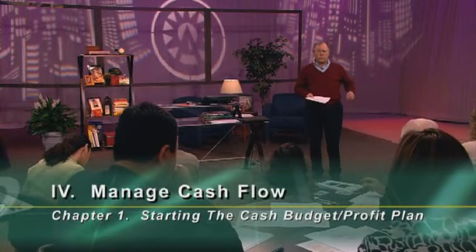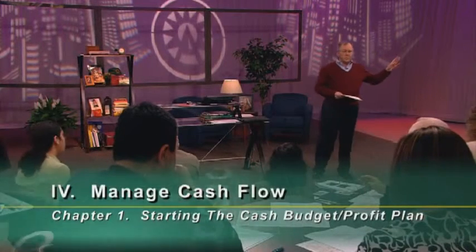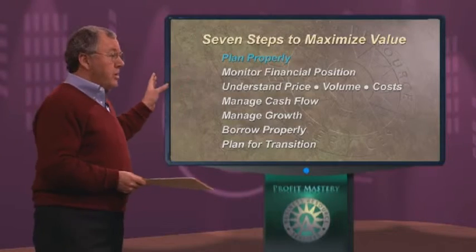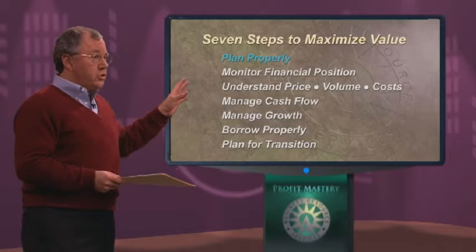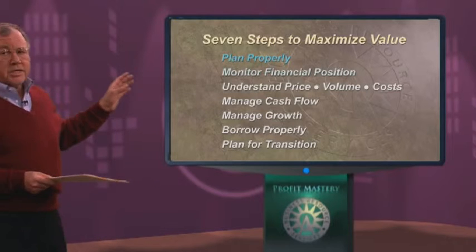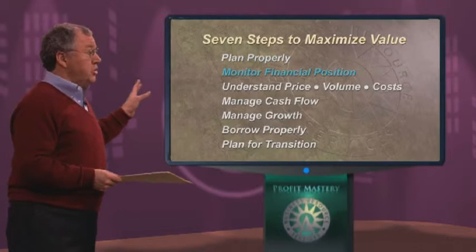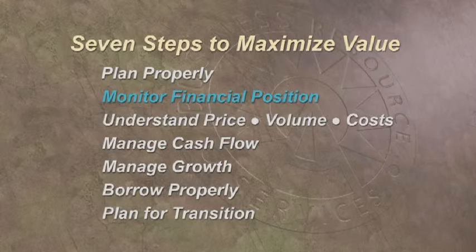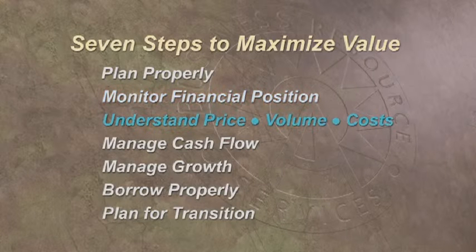So let's review where we are in our 7 steps to maximize value. First was plan properly, both before startup and during the business. Second was monitor financial position, and that's where we did our ratios and built our scorecard and took a trip through the roadmap and developed the profit mastery assessment. Then we just finished understanding price, volume, and cost and how those relate. That's the income statement management piece.